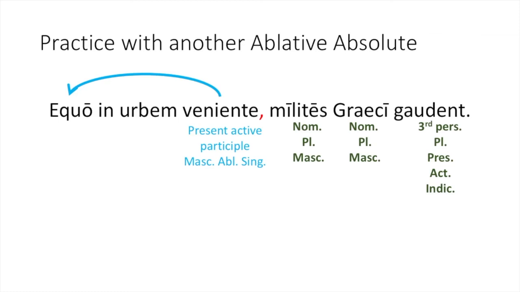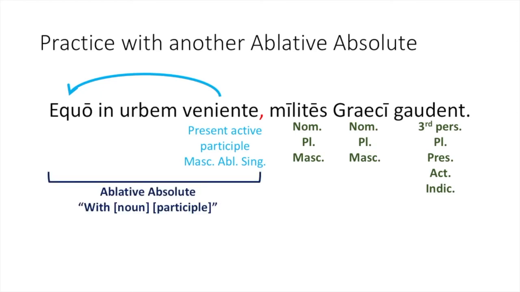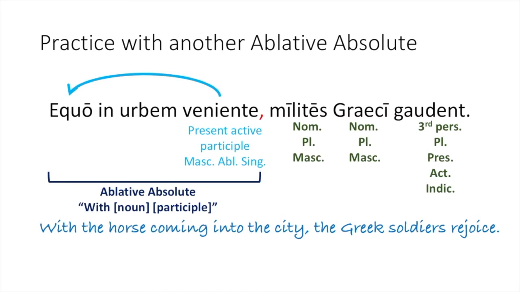So we know those are our subject and our verb. We see that comma is separating equo and urbem veniente off from our independent clause, milites Graeci gaudent. So we have our nice ablative absolute that we can translate using with noun participle. So with the horse coming into the city, because in urbem is part of that participial phrase that is our ablative absolute. So with the horse coming into the city, the Greek soldiers rejoice.